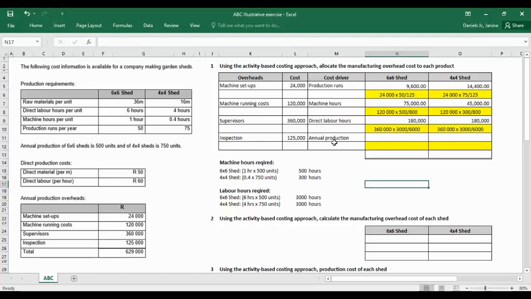Next is inspection. So we're going to base it on the annual production. So that's given to us. We've got 500 units and 750 units. So the total cost is 125,000. We're going to multiply that by 500 and divide it by 500 plus 750. Okay, so 500 plus 750 is 1,250.